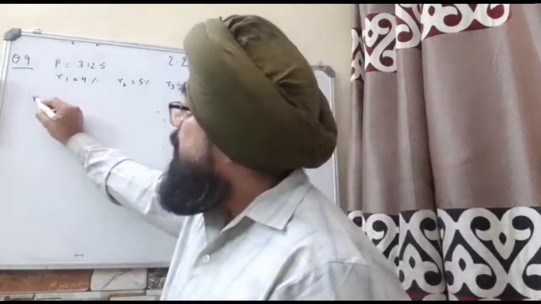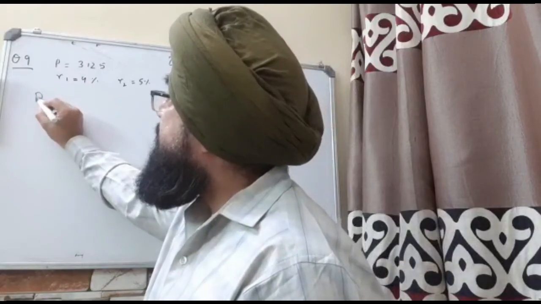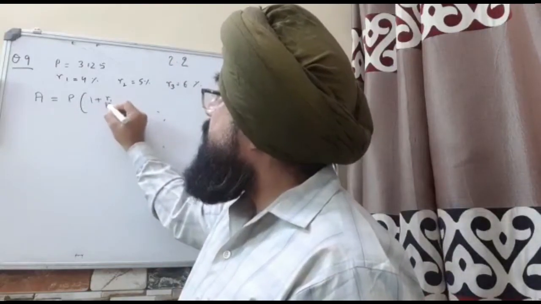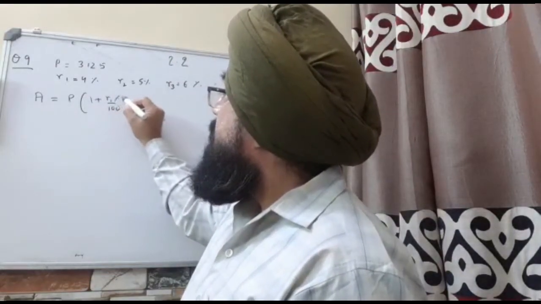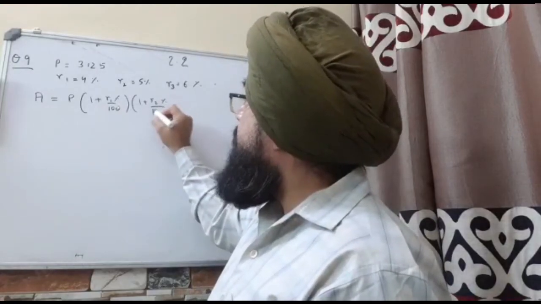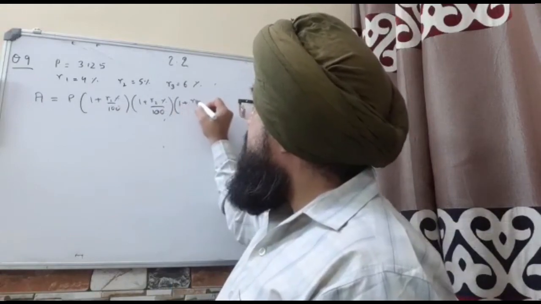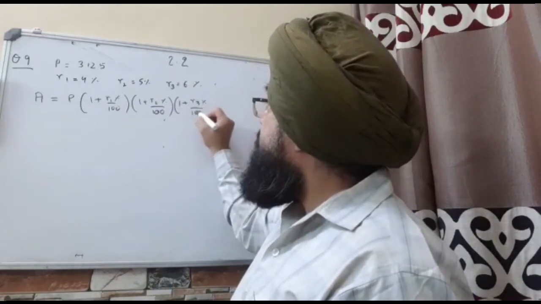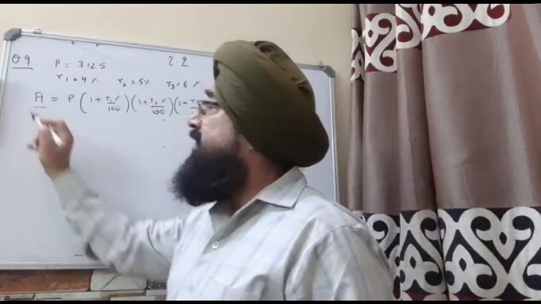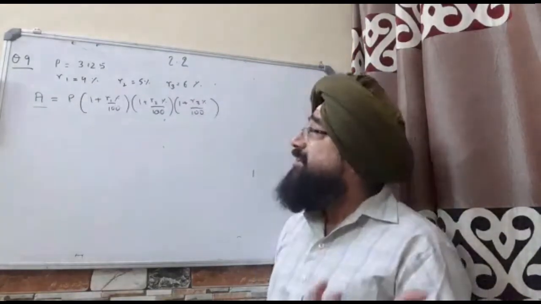But here, as suggested by one of my students, amount is equal to P in the bracket 1 plus R1 percent upon 100, bracket close, next bracket open, 1 plus R2 percent upon 100, bracket close, bracket open, 1 plus R3 percent upon 100 is the formula which we need to use here. And we will then end up finding the amount. But A minus P? Yes, but we need to find CI.